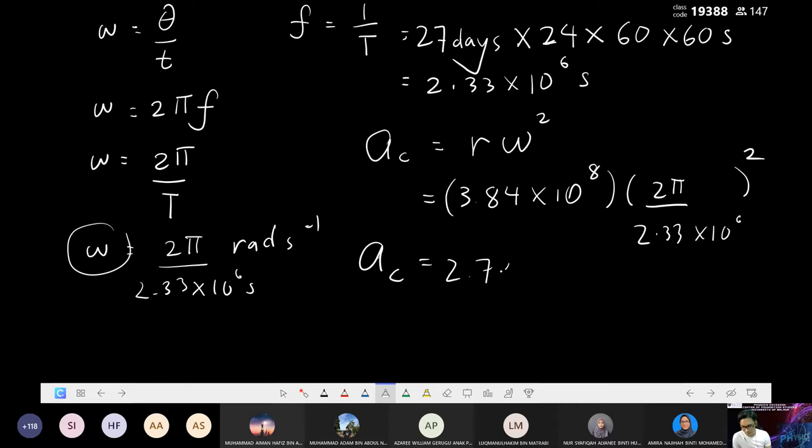Unit dia, lupa dah angular second square, but centripetal acceleration apa dia? Yes, meter per second squared. Alright, so hari ni kita dah tahu apa itu centripetal acceleration. Acceleration memang apa nama, it's always radius, but you kena cari the angular velocity.